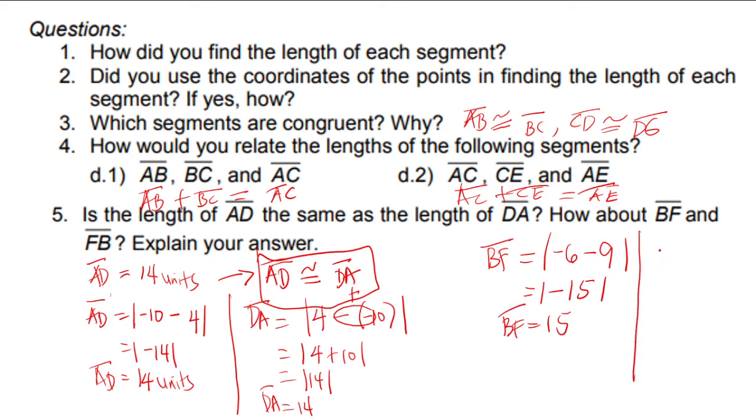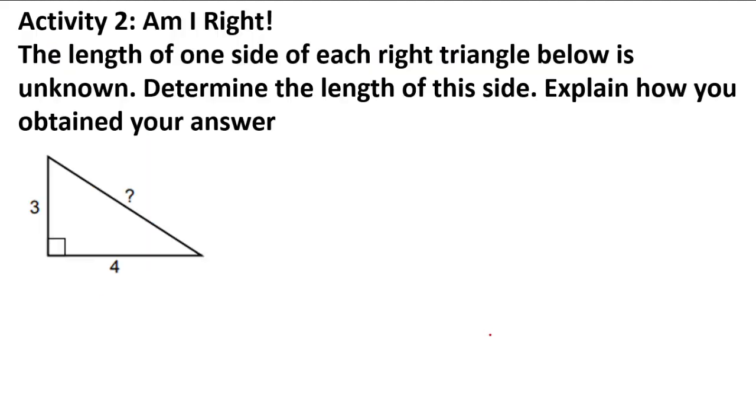The other one naman, FB, that is the absolute value of 9 minus negative 6. And then negative times negative positive, so 9 plus 6 is 15. And the absolute value of 15 is 15. Therefore, BF is also equal to FB. Okay? Next, activity number 2.